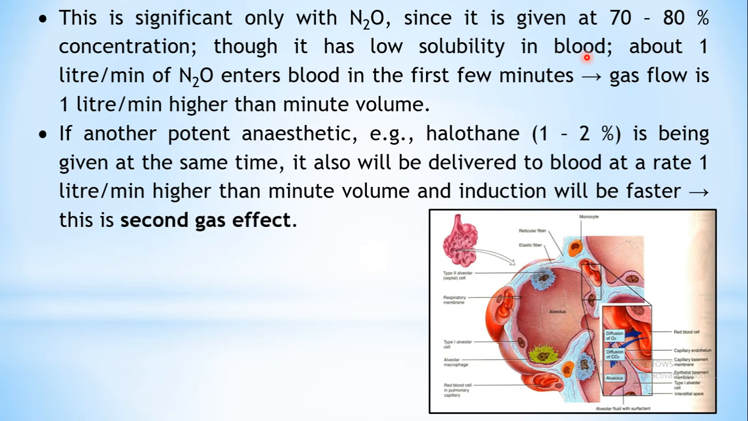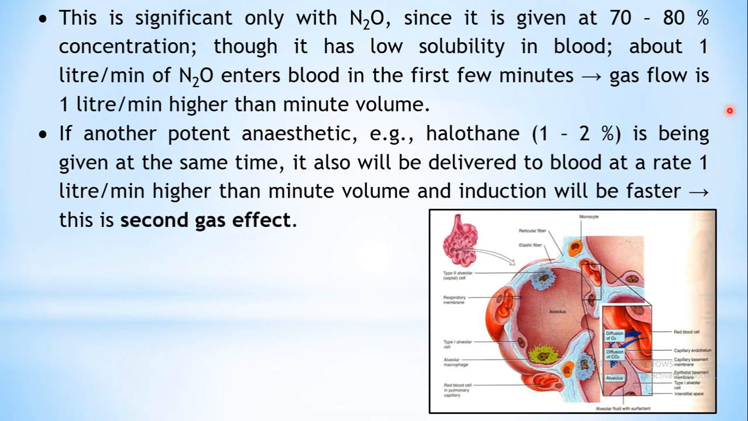It need not dissolve into the blood, so it will be quickly taken up by the blood which is present around your alveoli. So your anesthetic is entering your alveoli at a very fast rate. If you can see, the rate is 1 liter per minute for nitrous oxide. You can imagine the rate at which it is entering your alveoli.